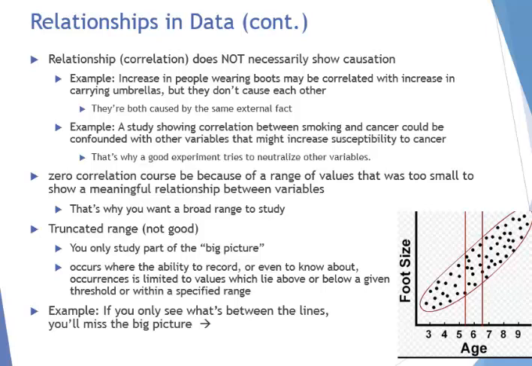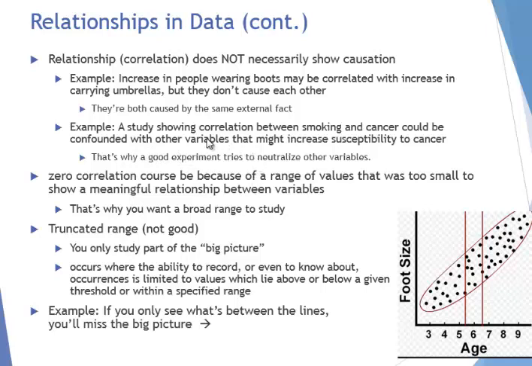One thing to remember when you're talking about correlation is that correlation does not necessarily imply causation. Just because two things are correlated doesn't necessarily mean that one causes the other. It could mean that, but it doesn't necessarily mean that. For example, an increase in people wearing boots may be correlated with the increase in carrying umbrellas. The more people that wear boots, probably the more people are going to carry umbrellas. They don't cause each other. The boots don't cause the umbrellas, and the umbrellas don't cause boots, but they're both caused by the same external fact, namely the fact that it's raining. So that's an example of two things that are correlated with each other, but are not necessarily caused by each other. They may be caused by the same underlying variable.